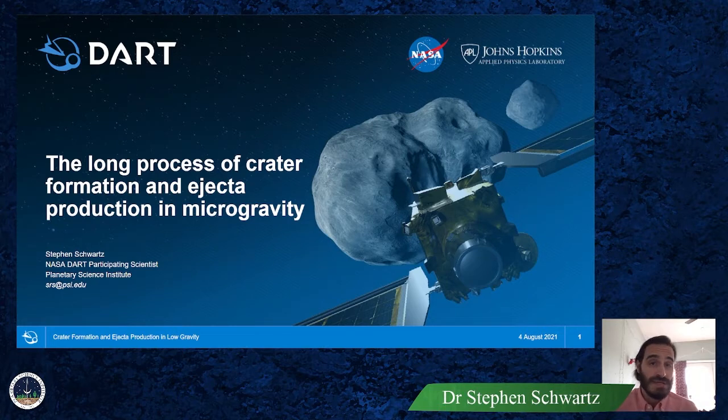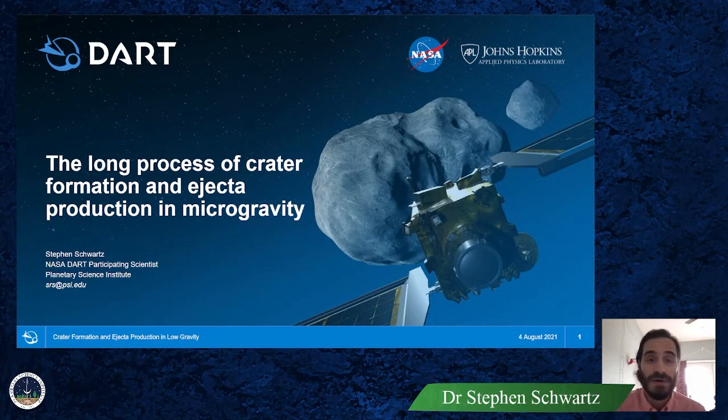DART stands for Double Asteroid Redirection Test. And the double is because it's impacting a binary system, the Didymos binary system, namely the smaller component, the secondary of the binary system. The primary is called Didymos, and the secondary, which is the target of the mission for impact, has been named Dimorphos.